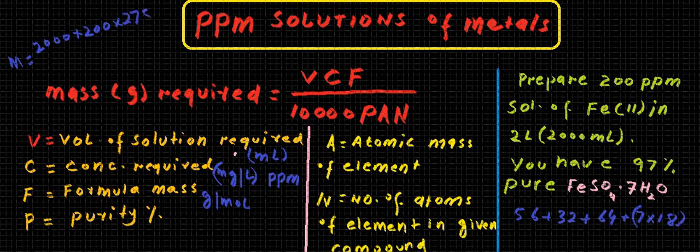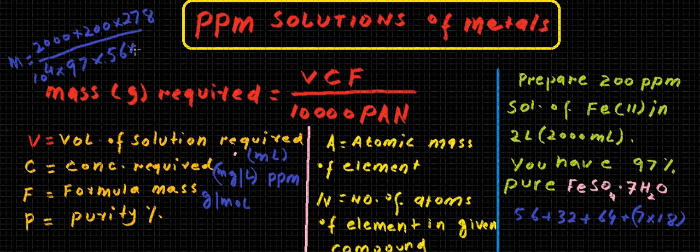Altogether we have that, then we have the purity of that compound. Purity is 97%. So we will put 97 into 10,000, or 10 raised to power 4. A is the atomic mass of that element. Here the element is iron, so the atomic mass of iron is 56.